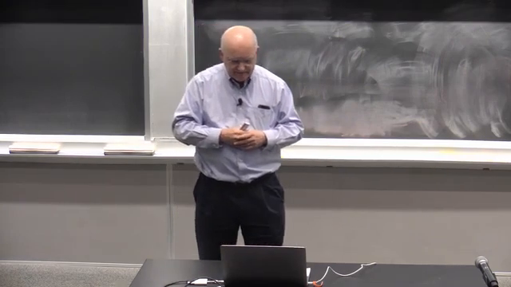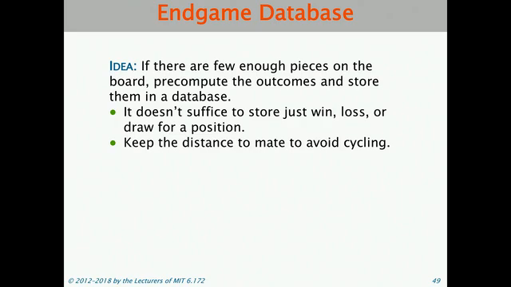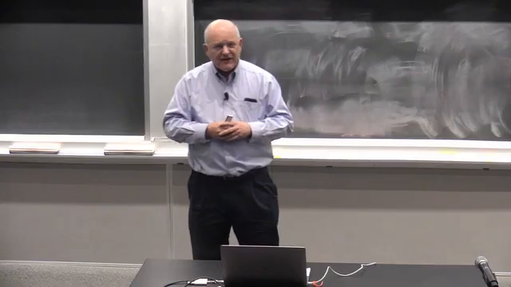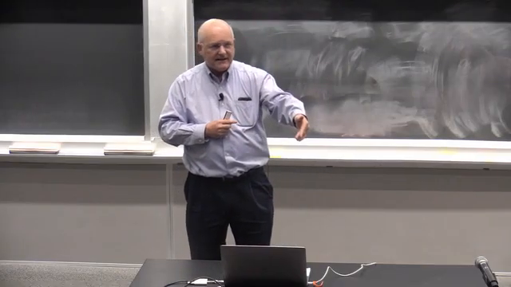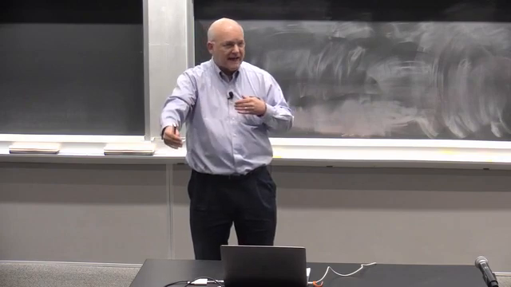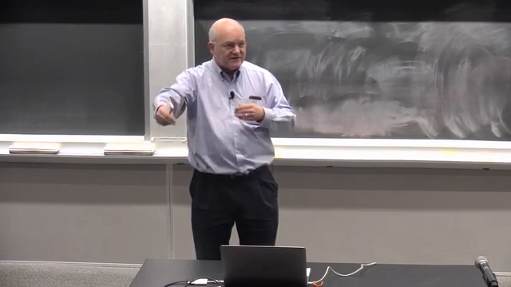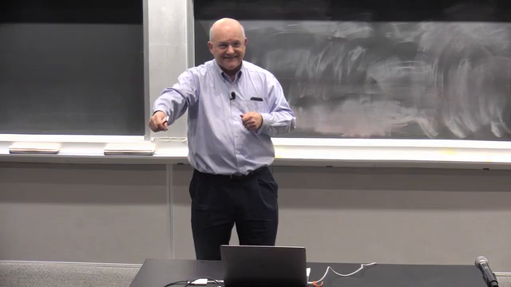Endgame database. So here's the idea. If there are few enough pieces on the board, you can pre-compute the outcomes and store them in a database. For example, the most common database to come up with is the king versus king database. It's not that you expect the game will end up as king versus king. It's that you're going to encounter that in the search. It'd be nice to know who has the win if you're king versus king.